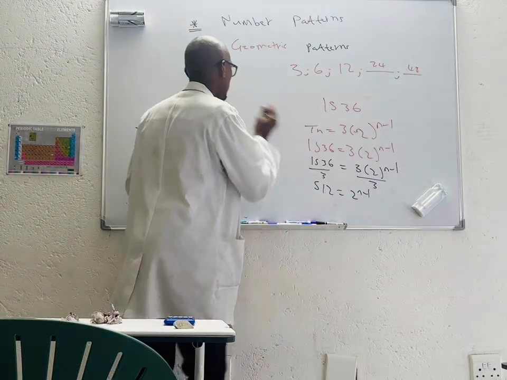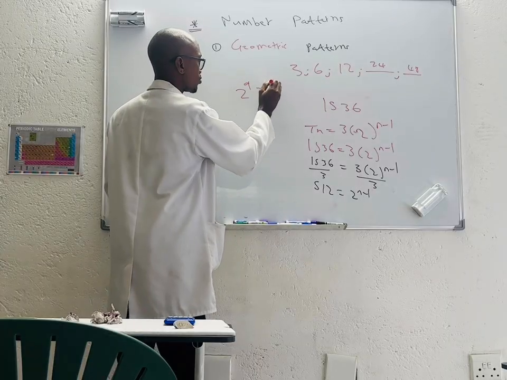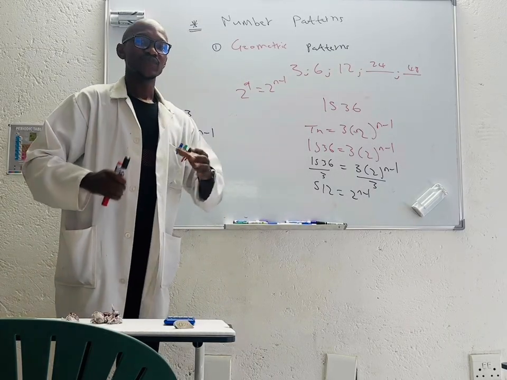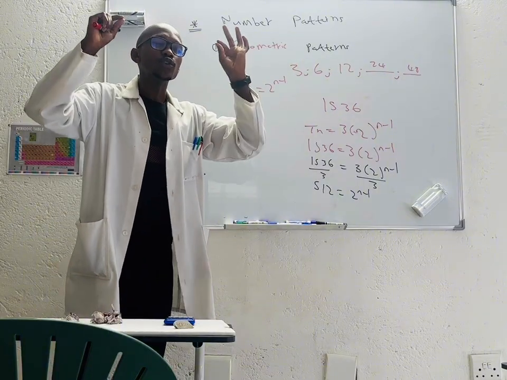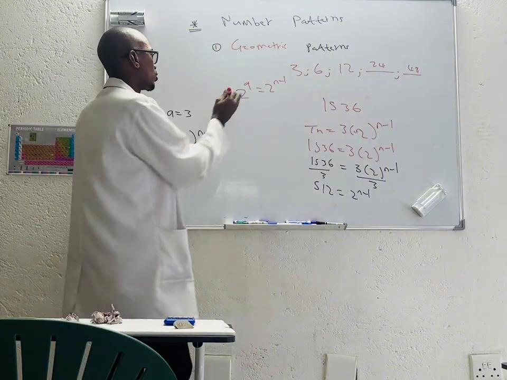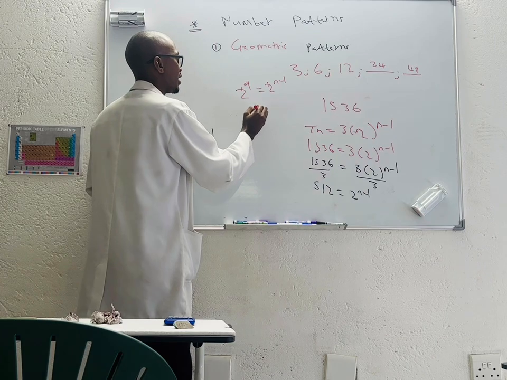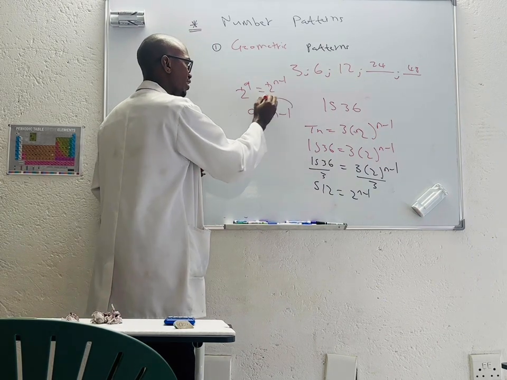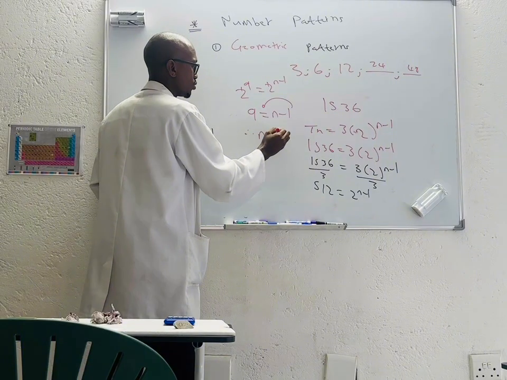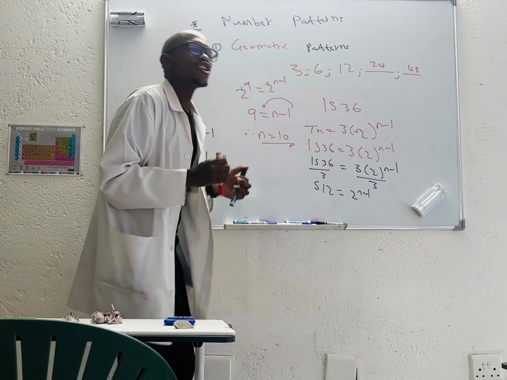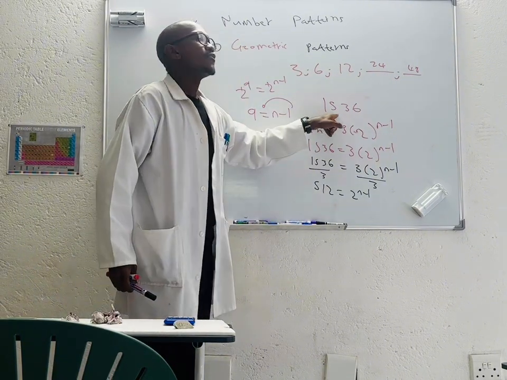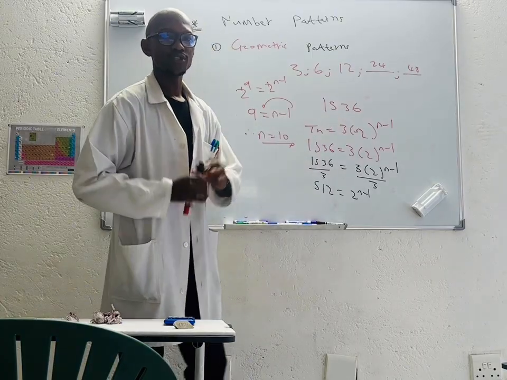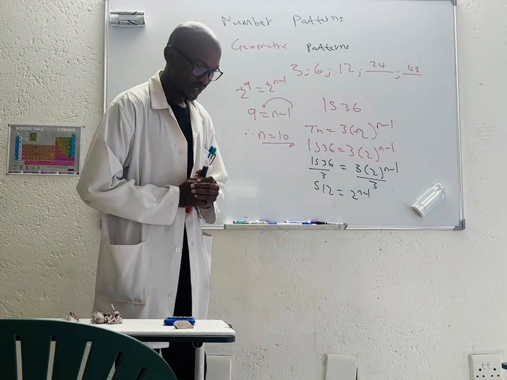Then from there, I'm going to have 2 to the power 9 equals 2 to the power n minus 1. Guys, if the bases are the same, we equate the exponents. So 2 and 2 go, I'm left with 9 equals n minus 1. Therefore, if I take this to the other side, n equals 10. So the 10th term of the sequence equals 1536. Guys, this is how we deal with geometric sequences and number patterns.